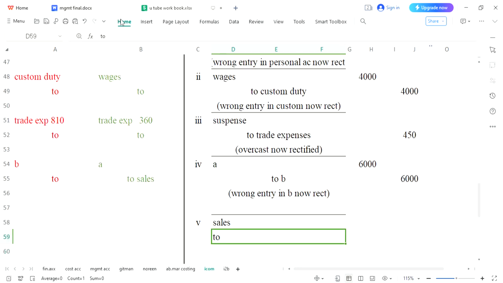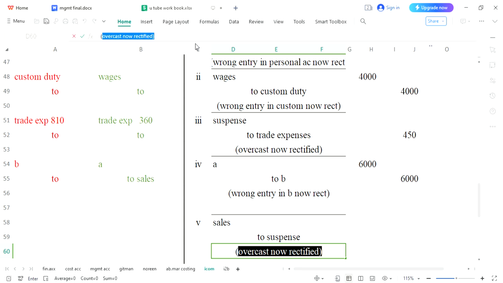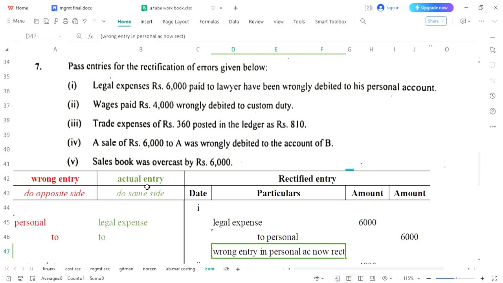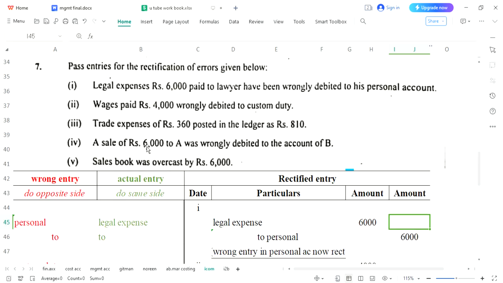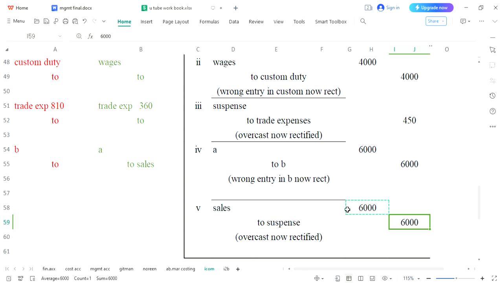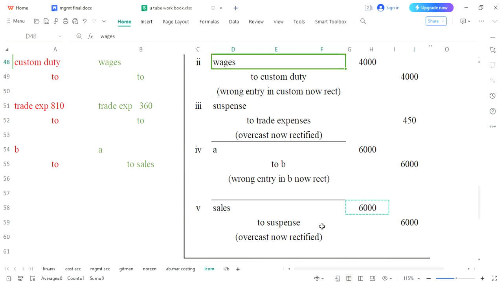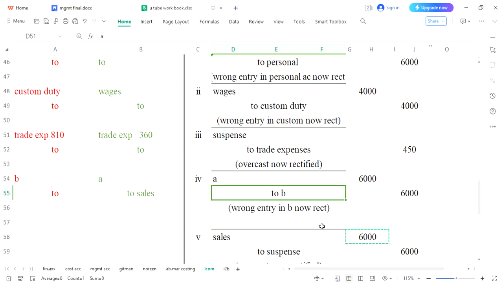In this way, this entry has been completed and nothing is present to be written on the credit side. So for the time being, we will write suspense and narration, very clear: overcast now rectified, because the same words were used over here. Amount was 6,000. Just write down 6,000 on the debit side and the same amount we need to put on the credit side. In the fourth and fifth entries the amounts are the same and we have written the same. So guys, in this way the fifth entry is also completed. So entries 1, 2, 3, 4, 5 are completed. Solution is in front of you.